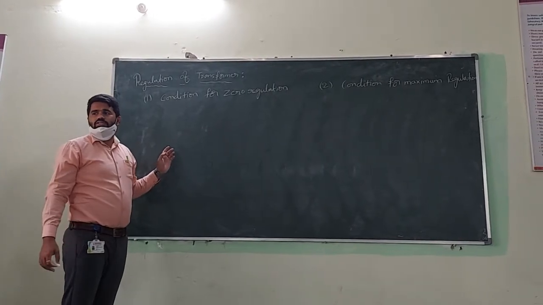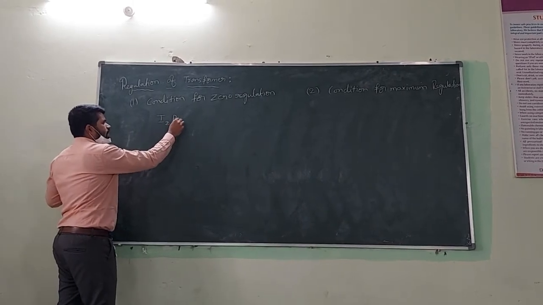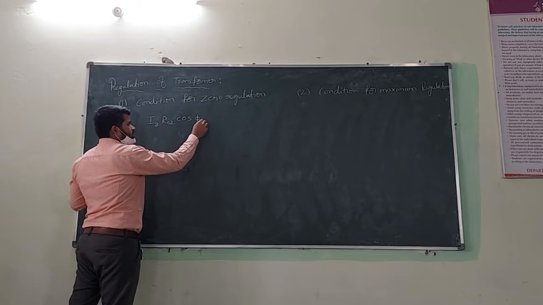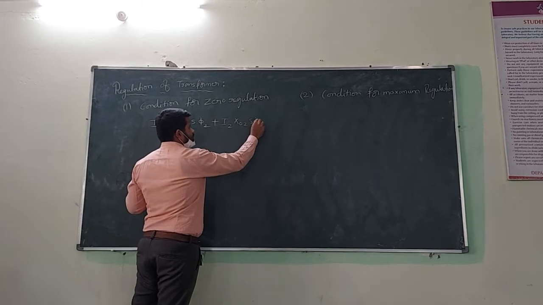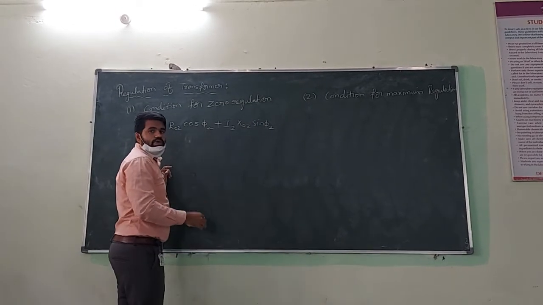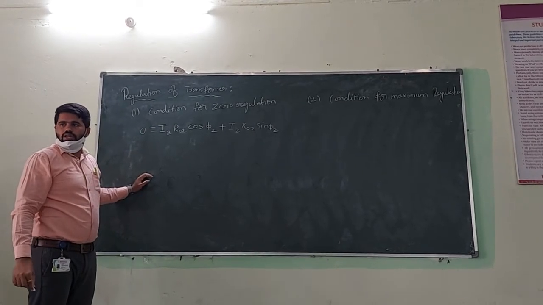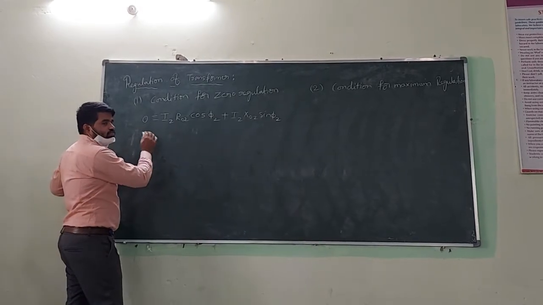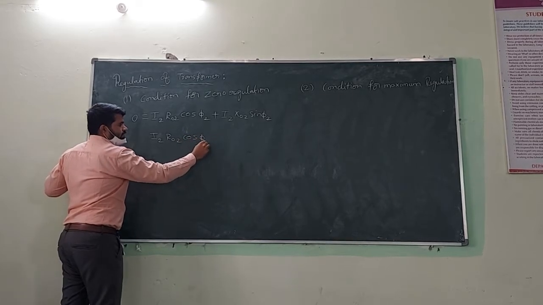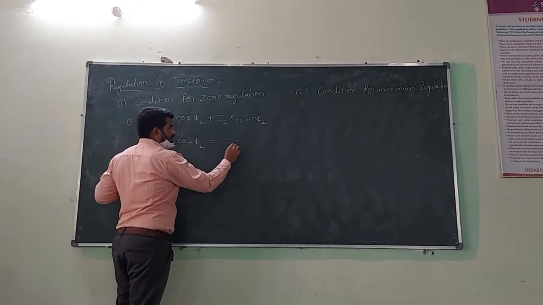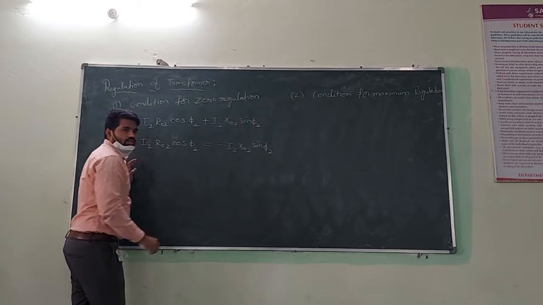Now, previously we derived the regulation. The regulation is equal to I2 R02 cos phi 2 plus I2 X02 sin phi 2. This value should be equal to 0 for zero voltage regulation. Clear? When will it occur? Now equating it to 0, can I write I2 R02 cos phi 2 is equal to minus I2 X02 sin phi 2? Can I write like this?